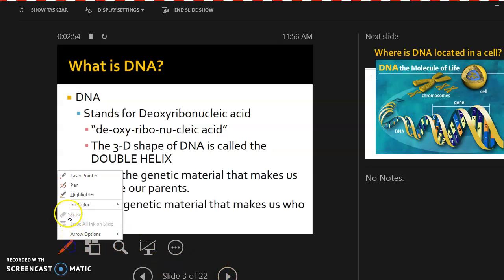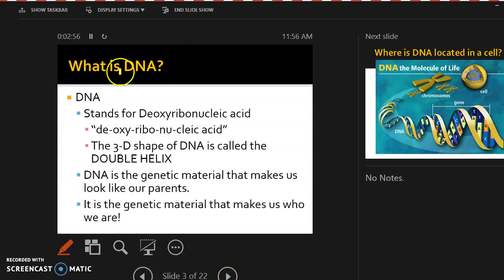So, what is DNA? So DNA stands for deoxyribonucleic acid. Okay, it's okay if you just want to call it DNA. I understand some words are hard to pronounce. The 3D shape of DNA is called a double helix. So DNA is kind of in a 3D shape, and that's called a double helix.